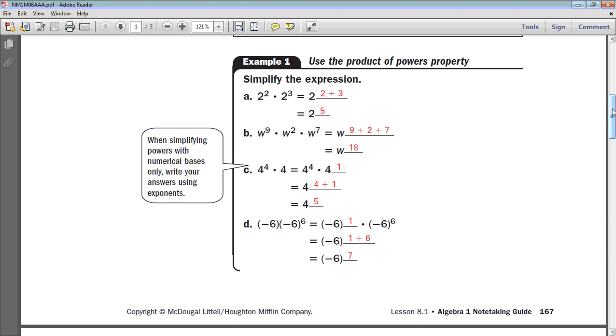C to the 4th. Now, times 4. What is the imaginary exponent here? 1. So then how many 4s do I have? 5 of them. So it's 4 to the 5th.